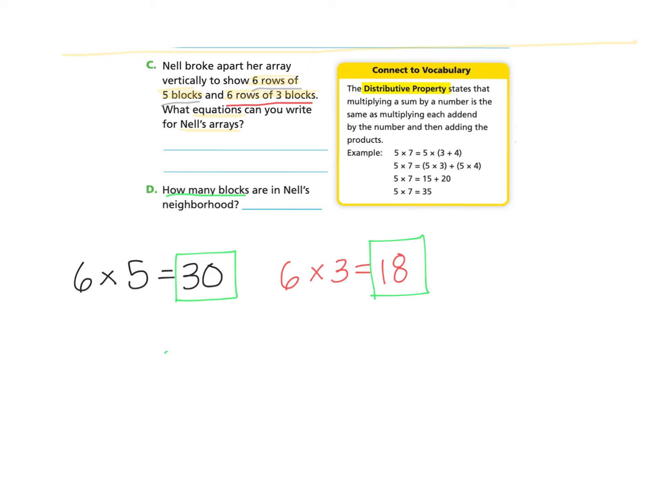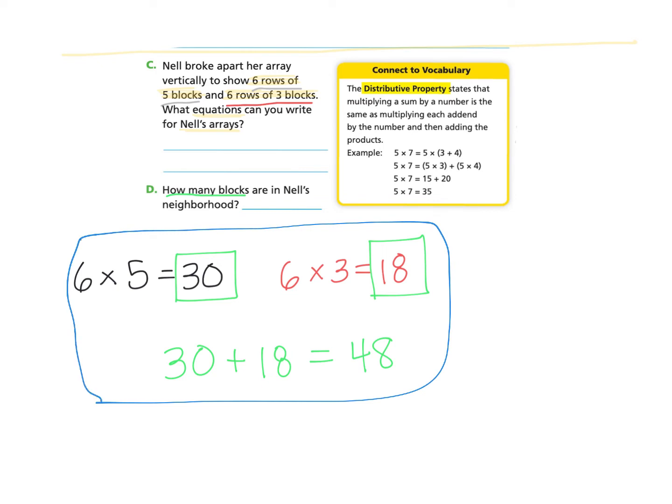So another equation would be the product of 30 plus the product of 18 to combine, to add all of the blocks. And when we add 30 plus 18, we find that it is 48. So you can write these equations here for part C, and you can answer the question part D by writing blocks. You'll also notice that there is a connect to vocabulary on this page.